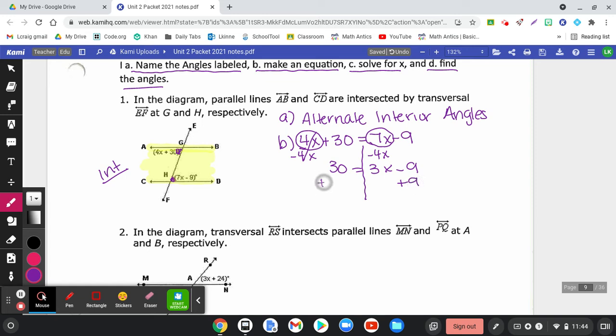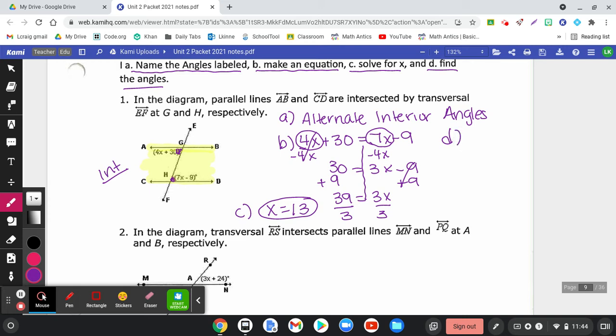Add 9 to both sides. 39 equals 3x. And then divide by 3. X equals 13. So there's part C. And then for D, it wants us to find the angles.